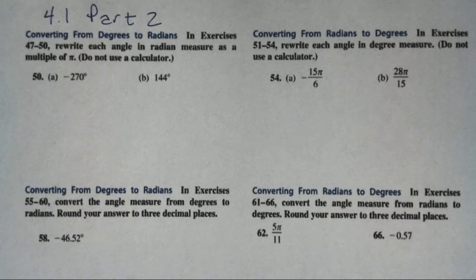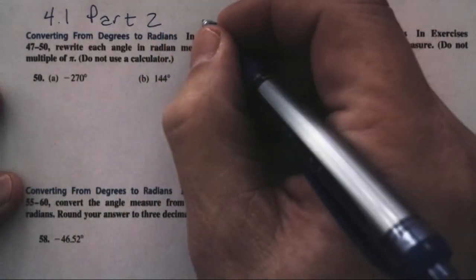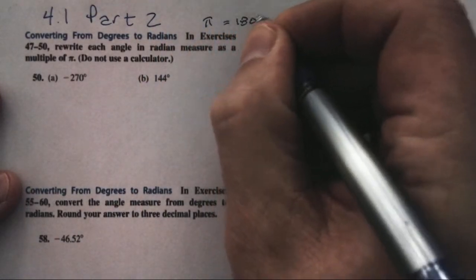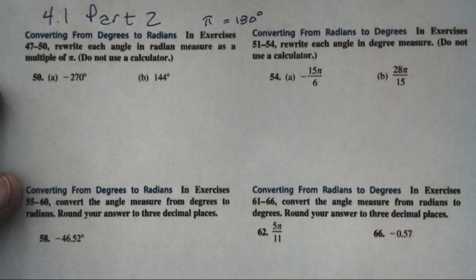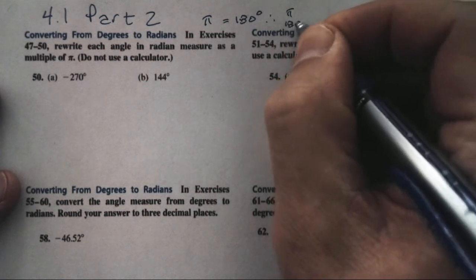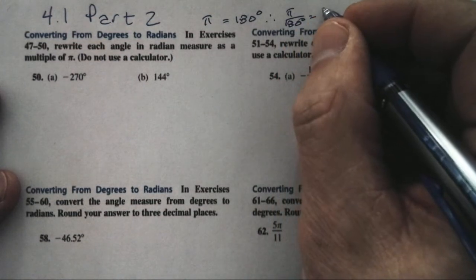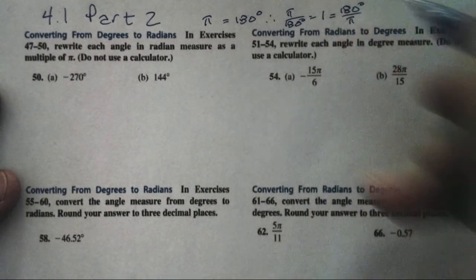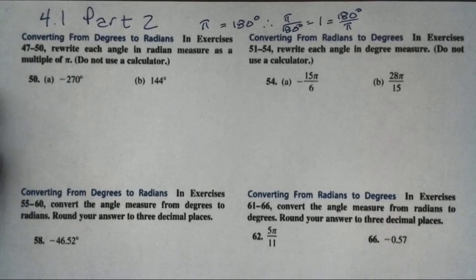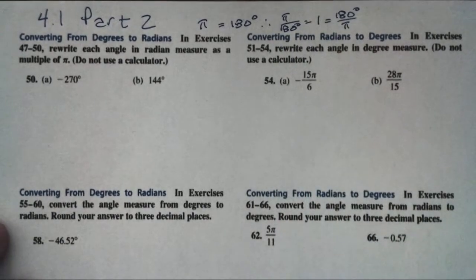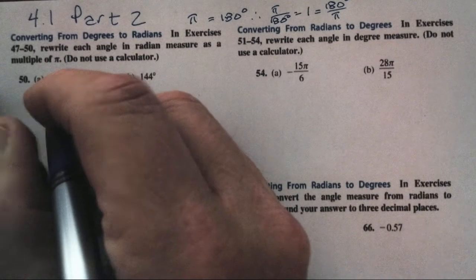In exercises 47 through 50, we're to rewrite the angle in radian measure. So what we know is that pi radians is equal to 180 degrees. Therefore, pi on 180 degrees equals 1, and so does 180 degrees on pi radians. So we can multiply anything by 1 in this form or that form to change unit measure. You might have done things like this in chemistry quite a bit.